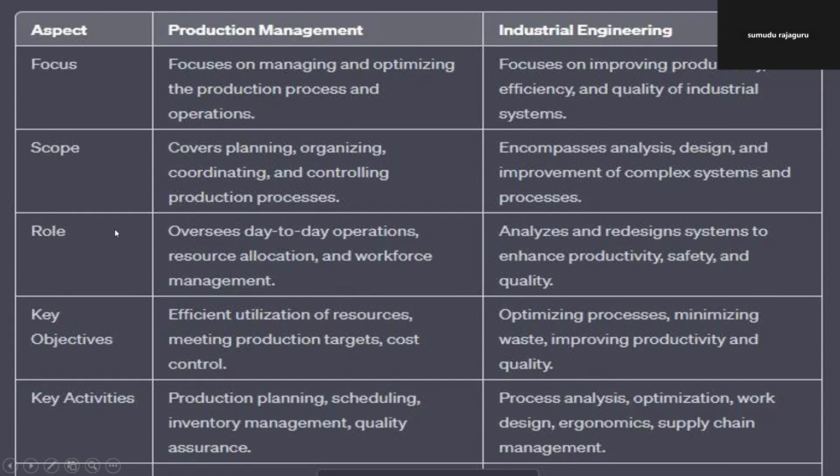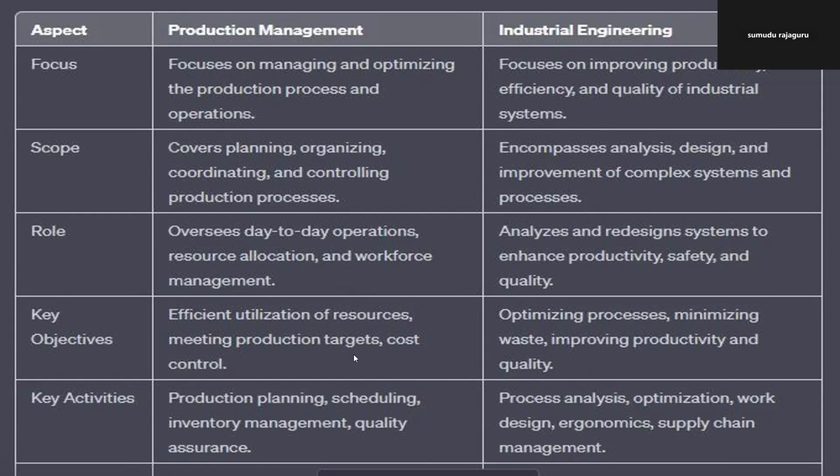Based on the aspect of role, production management oversees day-to-day operations, resource allocation, and workforce management. However, operation management analyzes and redesigns systems to enhance productivity, safety, and quality. The key objectives of production management are efficient utilization of resources, meeting production targets, and cost control, but the key objectives of operation management are optimizing processes, minimizing waste, and improving productivity and quality.